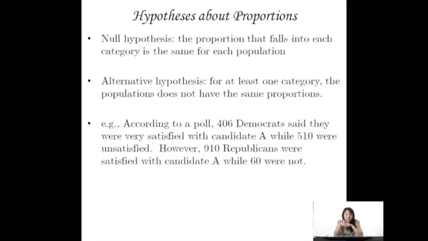Okay, so since we're looking at proportions, we should have hypotheses about proportions. So the null hypotheses look something like this. The proportion that falls into each category is the same for each population. So however many categories you have, let's say we have 3 categories. If we believe that they are the same, then these should roughly have the same proportions. Right? So these have similar proportions.